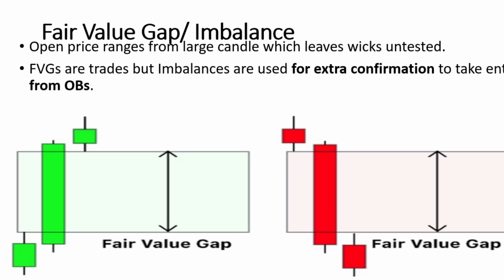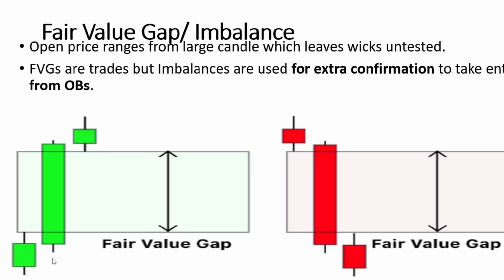Fair value gap, also known as imbalance. They are open prices, okay? They are open price ranges from large candles which leave wicks untested. You can see that fair value gaps are always in a candle of 3.